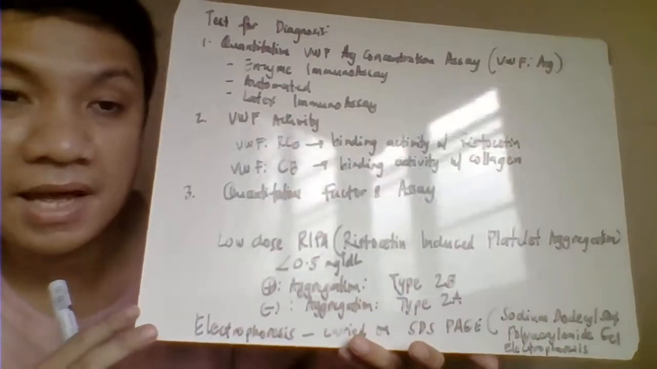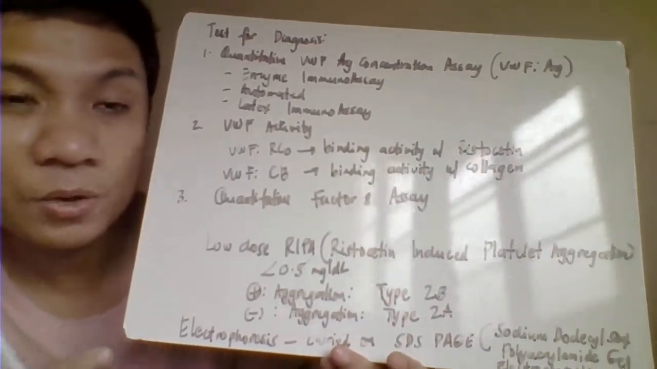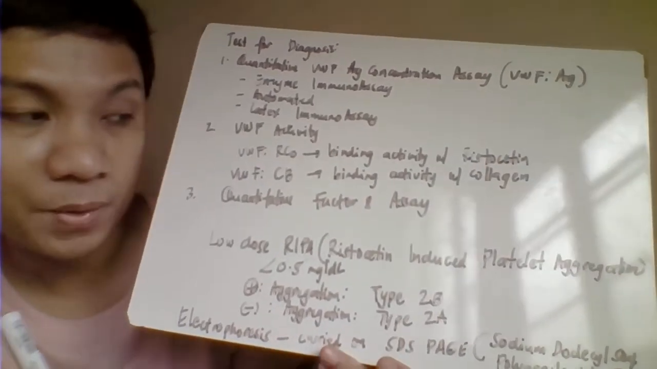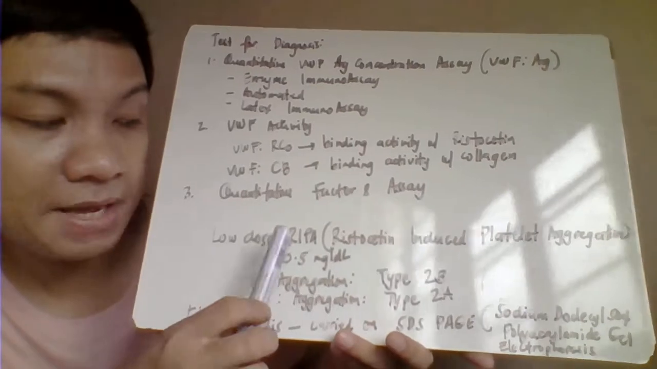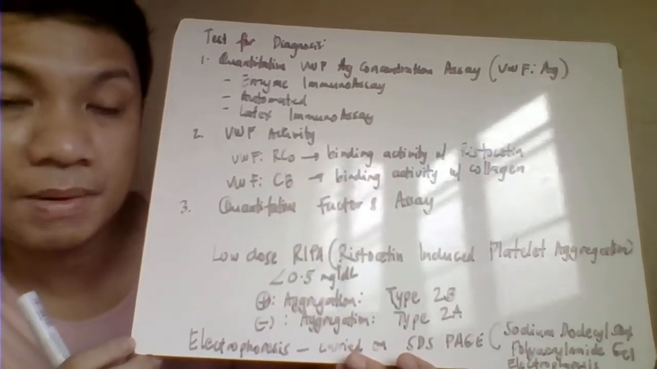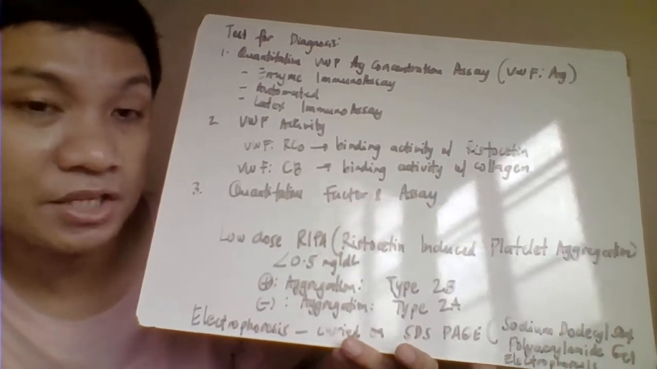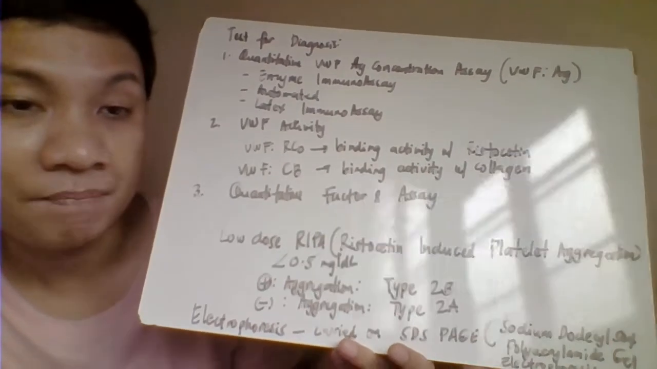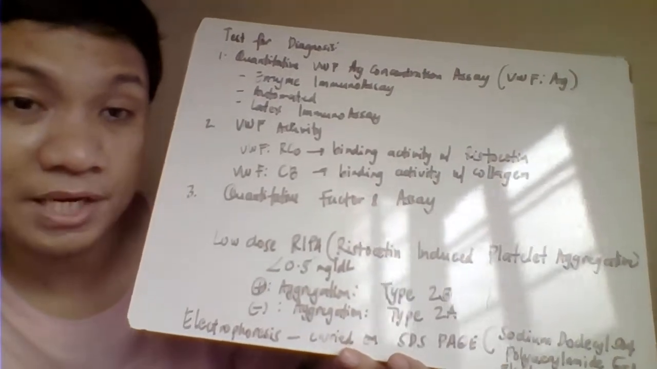Okay, then we have here the test that could also help you to differentiate between your closely related types. We have your 2A versus your 2B. You can perform here your low dose RIPA or your ristocetin-induced platelet aggregation test. Gumamit ka dito ng low dosage ng ating ristocetin and then try to measure the ability of the platelet to aggregate sa ganong concentration lang.